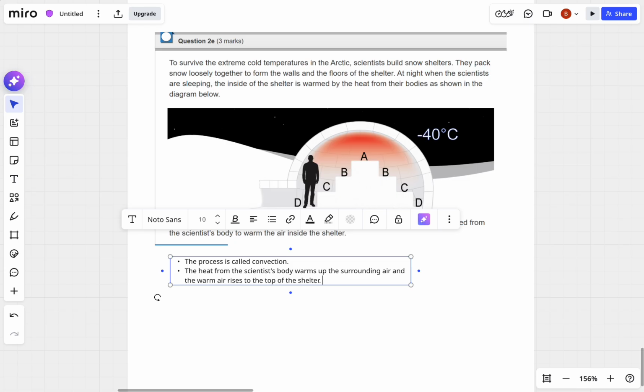And as we know, cold air is more dense than warm air. As warm air rises up, the cold air comes down. As it is more dense, the cold air sinks, and the warm air rises up. That can be our third point. The cold air is more dense than the warm air, so it moves down, whereas the warm air settles at the top of the shelter.